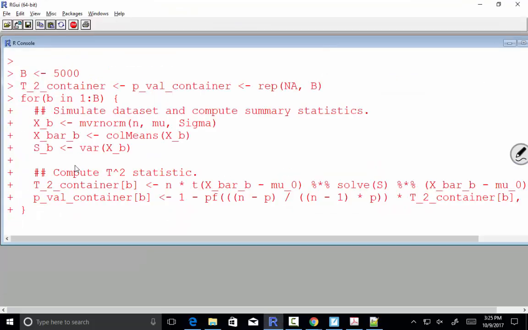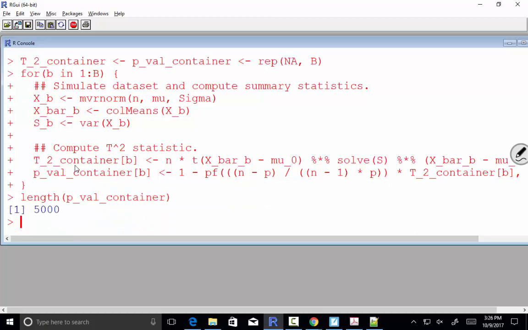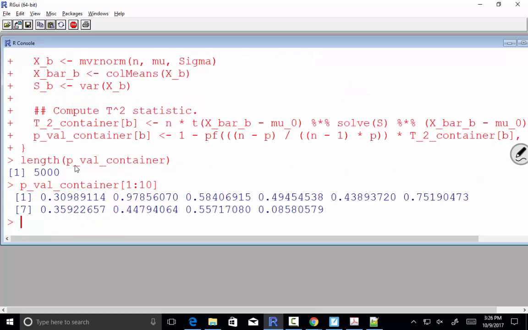Hopefully no errors. Okay. So now I have 5,000 p-values. Here's the first few of them. So a bunch of numbers. These are all probabilities between 0 and 1. The null hypothesis is true in this case. So we hope we don't reject the null. That means I hope my p-value is not small.